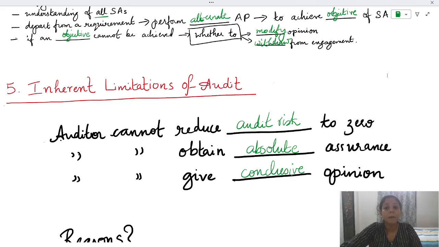Auditor cannot obtain absolute assurance. As we have told, you can't sit and audit every transaction. Lakhs of transactions, if you're going to audit, when will the audit be completed? There is a constraint of time as well. Auditor cannot give conclusive opinion. You can't say this is the conclusion and this is the absolute conclusion. No, you are rather giving a persuasive opinion. So for audit risk, you can make it an acceptable level, the auditor can obtain reasonable assurance, and the auditor can give persuasive opinion.